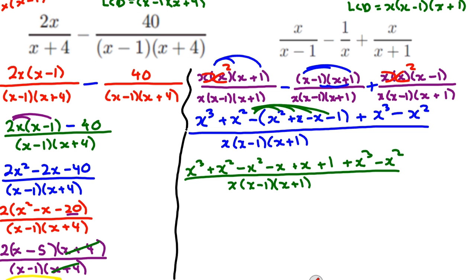Now I've got to combine any like terms. So you might find x squared minus x squared cancels out there in the numerator. What else cancels out? Anything else cancel out in the numerator? Let's see, yeah, negative x plus x cancels out. Does anything else cancel out in the numerator? No, it doesn't. So now we just combine like terms in the numerator. So x cubed plus x cubed is 2x cubed.